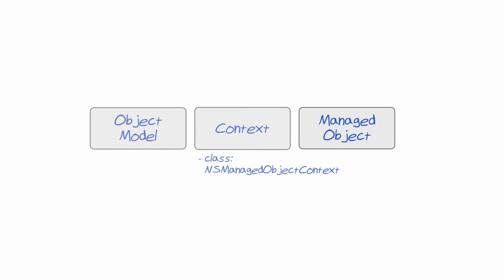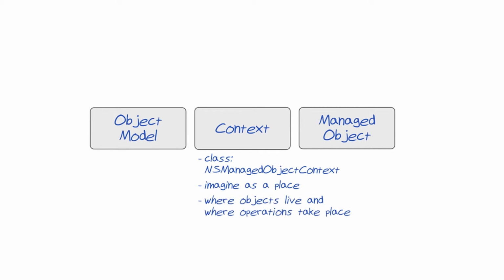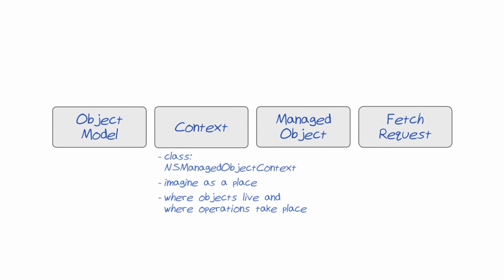The managed object context, or the context, is where most of the action happens. This object, an instance of NSManagedObjectContext, is helpful to imagine as a place. The context is where your managed objects live until they are saved to disk, and where nearly every Core Data operation takes place. Want to create an object? You need a context in which it will live. Want to delete an object? Ask the context. Want to save? Again, ask the context.